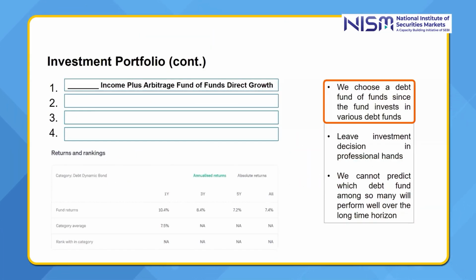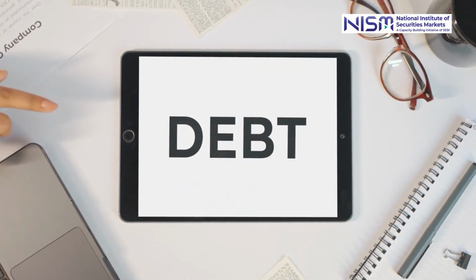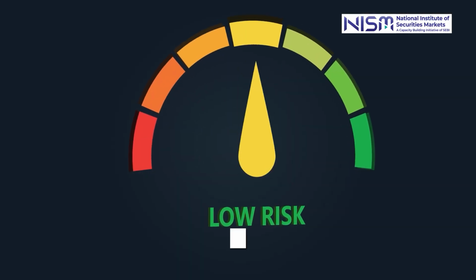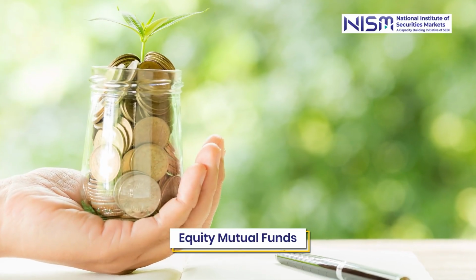So we choose a debt fund of funds because this fund will go and invest in various debt funds. We leave that investment decision in professional hands. Over a long period of time, we have seen debt funds performing well. While debt gives us a lower risk, we have to also look at returns. The second product we are looking at is an equity mutual fund.